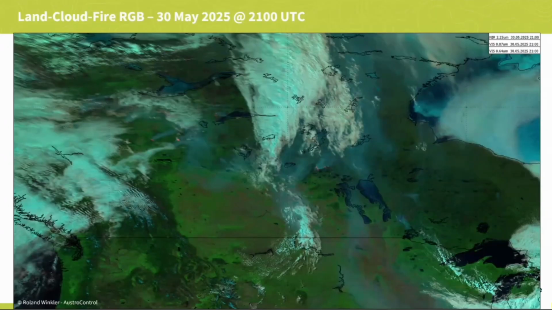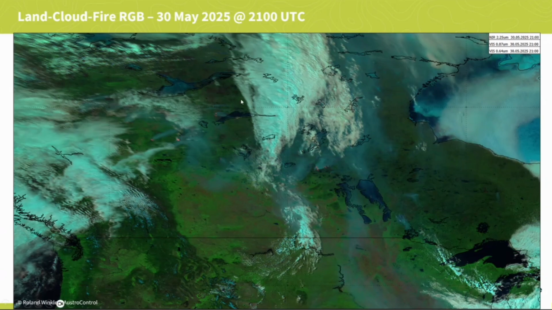So let's have a look at Canada, the origin of this smoke. This here is an RGB they use there quite a lot, because it depicts on one side the fires. You can see these red dots here. And on the other side, which is also very important, the smoke that comes from these fires over big parts of Canada. They call this the land, cloud, and fire RGB. It's a little bit similar to our natural color RGB that we use with MSG, but instead of 1.6, they use 2.25 micrometer. But it looks very similar.